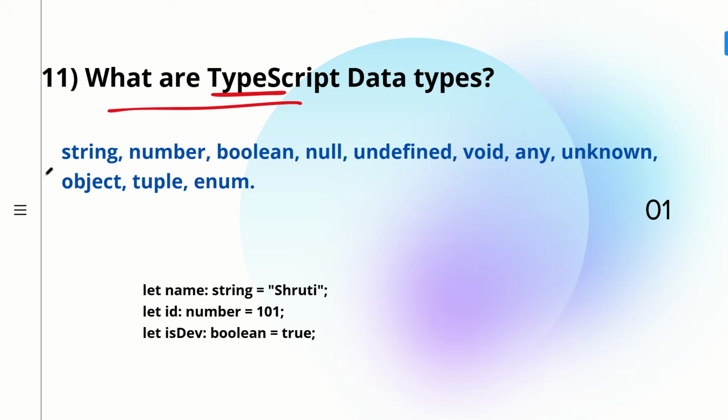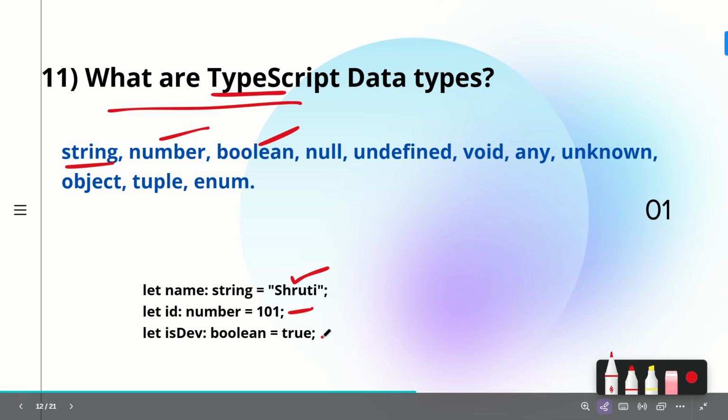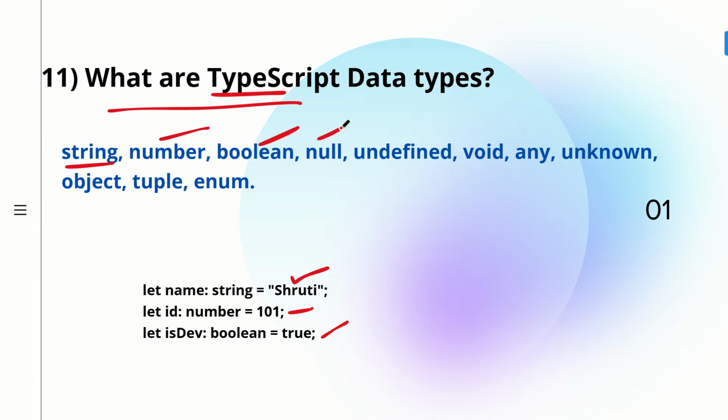So what are different data types in TypeScript? It is string. So a string example is this: in single quote or double quote, whatever value you write, that is called a string. Then we have number. So this is an example of number. We have boolean. So boolean can be true or false. Null means that you are intentionally assigning nothing to your variable, so it is not going to have any value but you have intentionally assigned it. And then we have undefined.